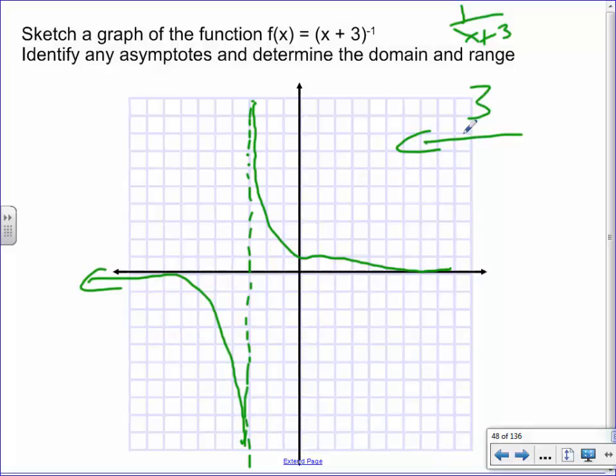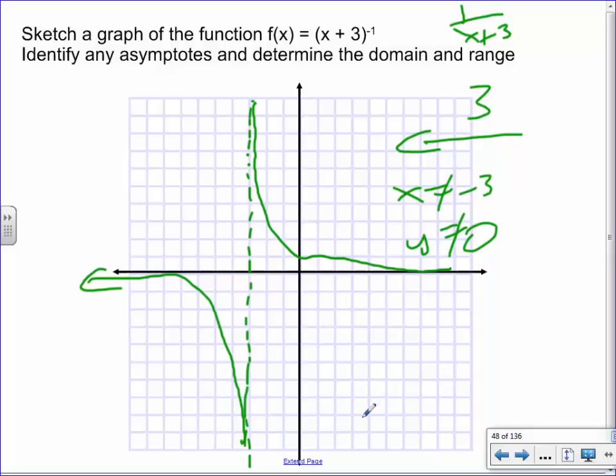So you probably don't really need a calculator to know what the rough shape of this graph looks like. Domain, everything but negative 3. Range, everything but 0. However you want to write that. X can't be negative 3, y can't be 0 is essentially the concept I want you to get there.